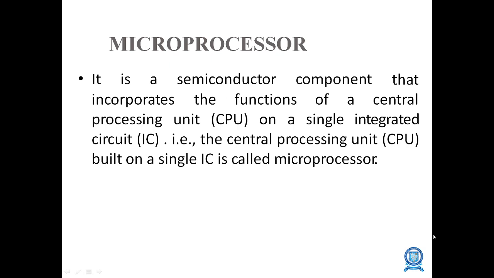So what is a microprocessor? A microprocessor is a semiconductor component that incorporates the function of a central processing unit, CPU, on a single integrated circuit, that is IC. The central processing unit CPU built on a single IC is called a microprocessor. Like computer CPUs, the small size CPU is integrated on a circuit which is called a microprocessor.